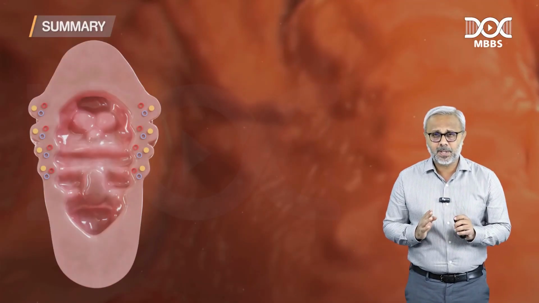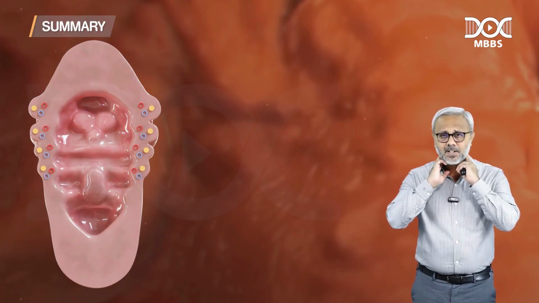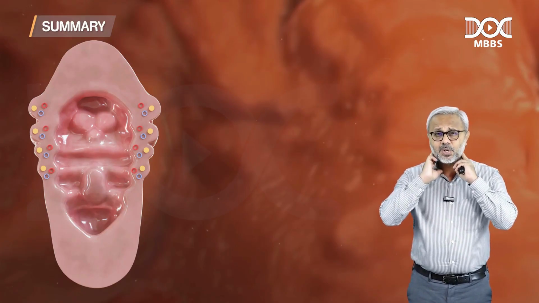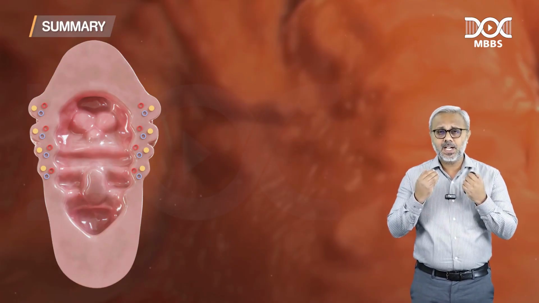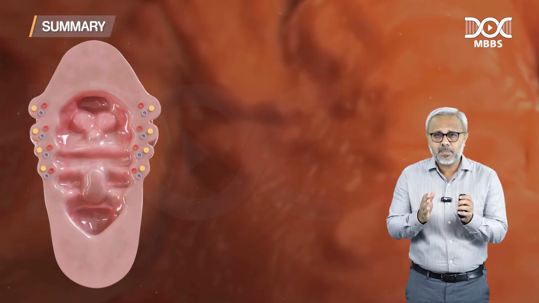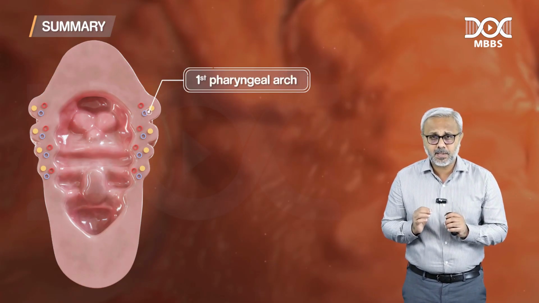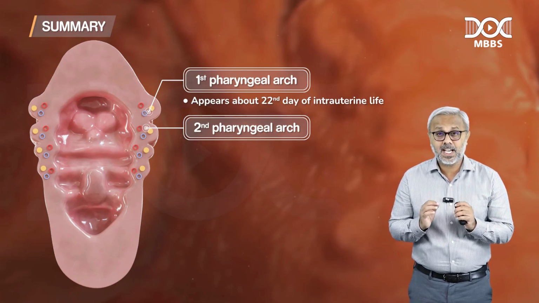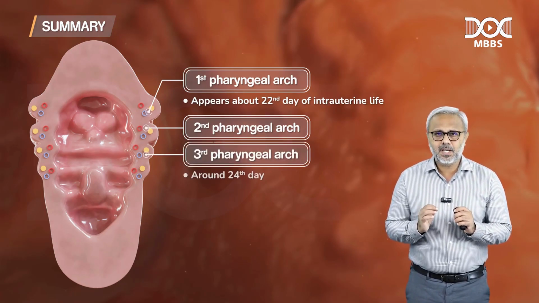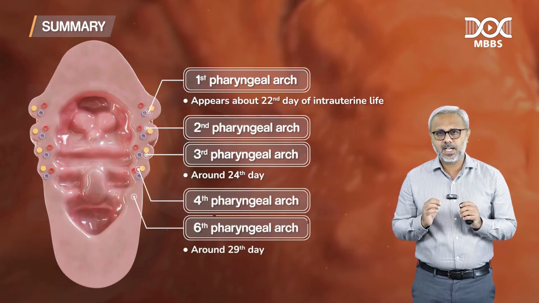So let's quickly summarize. Pharyngeal apparatus appear in the developing cervical region as the mesodermal bars, which are covered by ectoderm on the outside and endoderm on the inside. These are present surrounding the primitive pharynx. The first arch makes its appearance on day 22, second and third arch make their appearance on day 24, whereas the fourth and sixth appear on day 29.